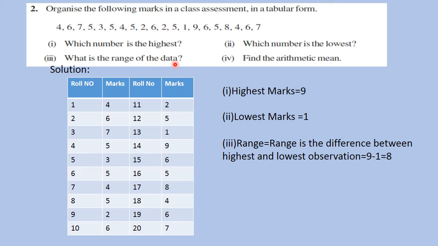What is the range of data? As I told you already, it's a formula. Range is the difference between the highest and lowest observation. Range is always the difference between the highest and lowest observation. You have to remember this as a formula. I made this a star, so star means you have to remember it as a formula. Highest is 9 and lowest is 1. So 9 minus 1 is equal to 8. So the range of marks is equal to 8.